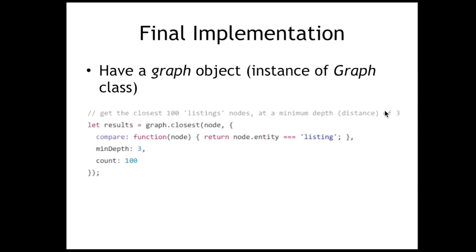So the final implementation, like I mentioned, we have this graph object that combines some of these higher level methods, like actually the traversal itself. It's an instance of your graph class. So the final API interface looks like just graph.closest for a closest query. You give it a target node, which could be a user or a listing. You give it a comparison function to say, oh, I'm looking for nodes that have the entity type listing. Give it a minimum depth of 3.